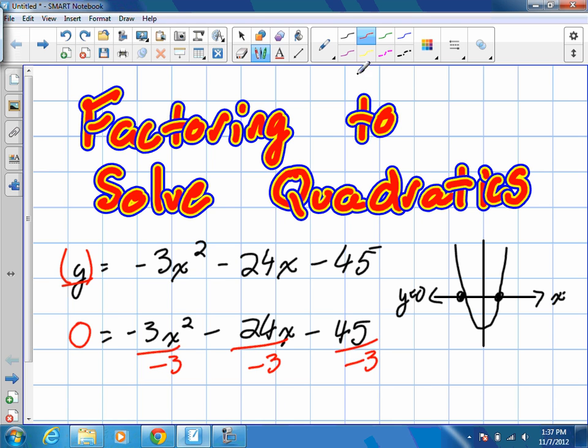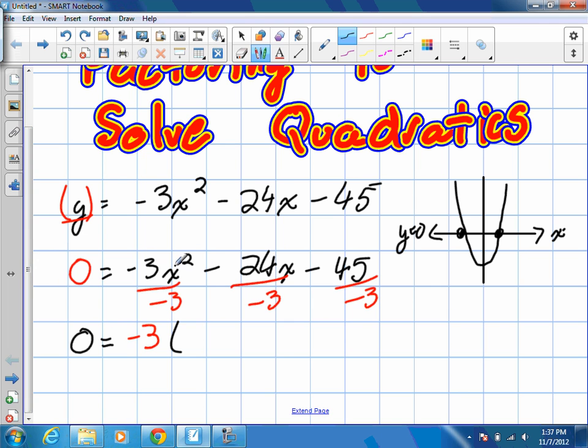That negative 3 won't disappear. It now comes to the front of our equation. So we have negative 3. And then we're going to set up a bracket with whatever would be left in our equation. So what would negative 3x squared divided by negative 3 be? X squared, good. Negative 24x divided by negative 3? Positive 8x, yeah. And negative 45 divided by negative 3? Positive 15, excellent. Okay, so we've taken a common factor out to start.